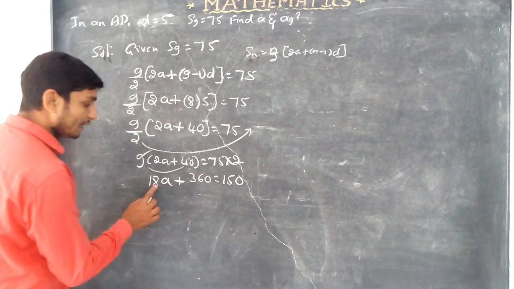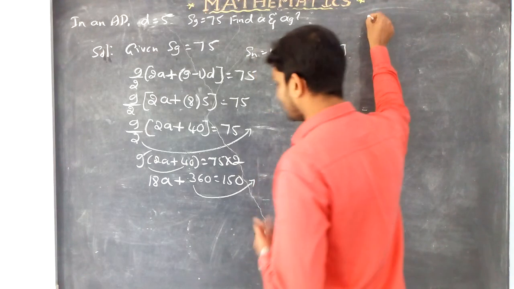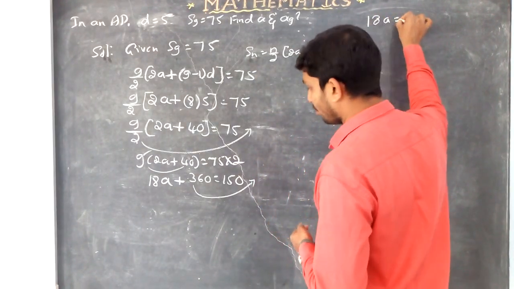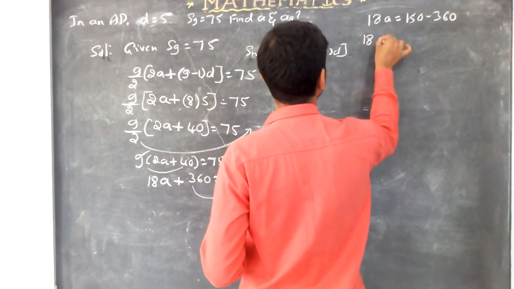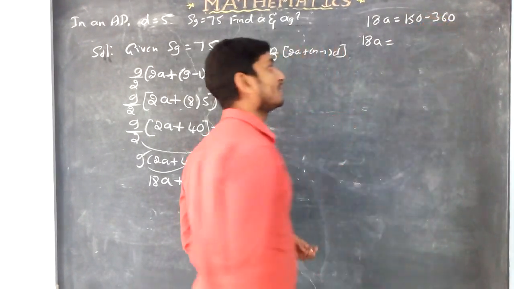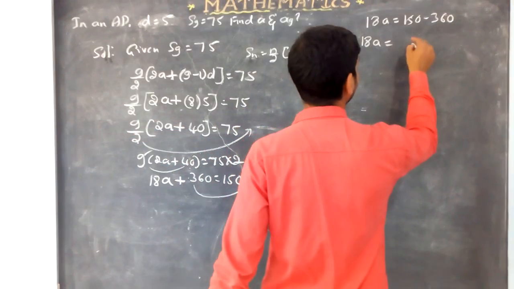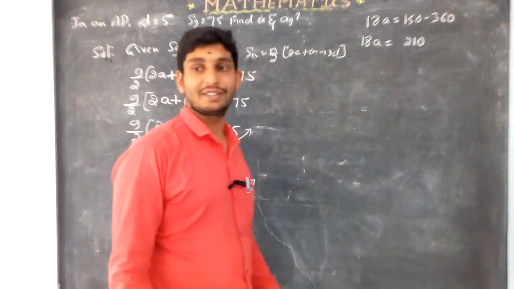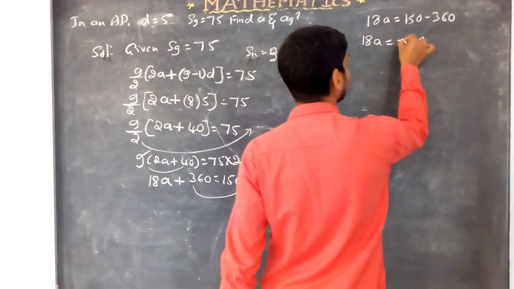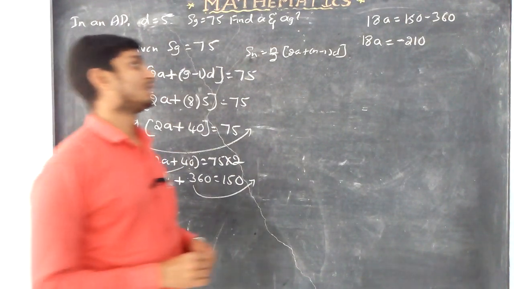Now I need the answer of a, so transfer this 360 to that side. It becomes 18a is equal to 150 minus 360. Here it is plus, that is minus, so you have to go for subtraction. Subtract, and you will get 210. 360 is a bigger number, so its sign is minus. Its sign is minus.